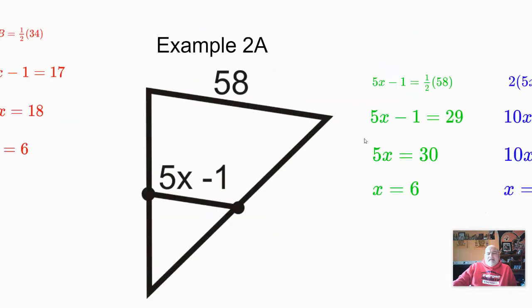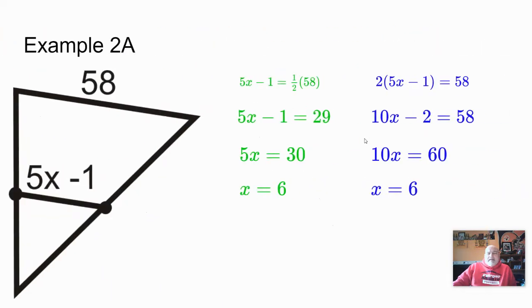Take a look at a second example like this. Now I did this one in two different ways. Knowing that I know the midsegment is 5x minus 1, which is half of 58. So 5x minus 1 equals 29. Add 1 to both sides to get 5x equals 30, and thus x equals 6.